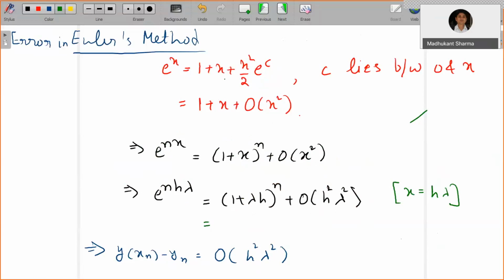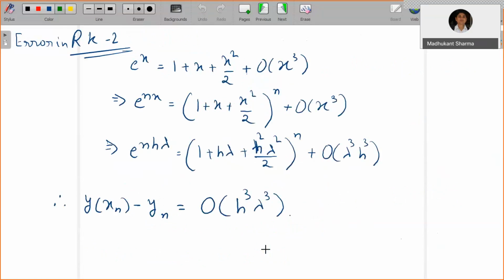But you know that for Euler's method, the right side is yn plus O of h square lambda square, and y at xn is equal to yn plus O of h square lambda square. So if you take this yn to the left side, that will give you the error term. This is nothing but en, which is O of h square lambda square, the same as the local discretization error in Euler's method.